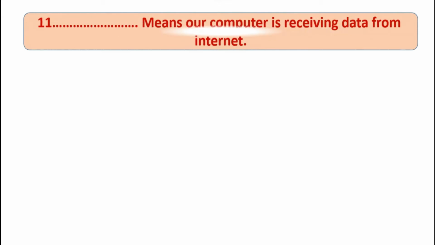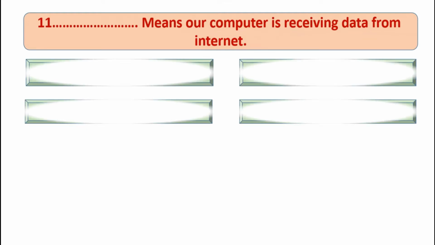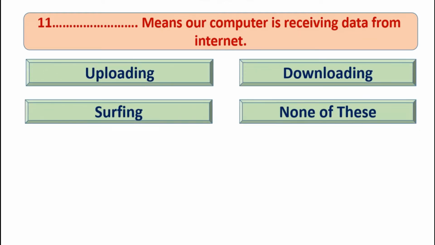Dash means our computer is receiving data from internet. Options are uploading, downloading, surfing, none of these. So the answer is downloading. Downloading means when we download anything from internet. It means that we are receiving data from internet.